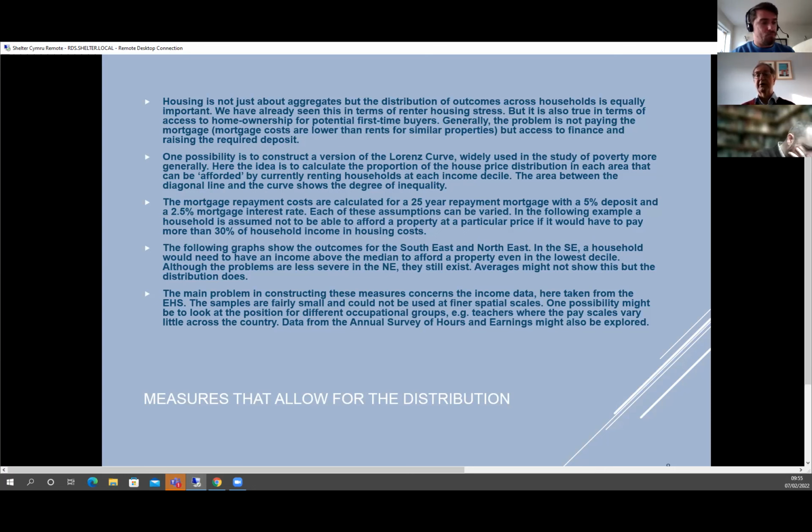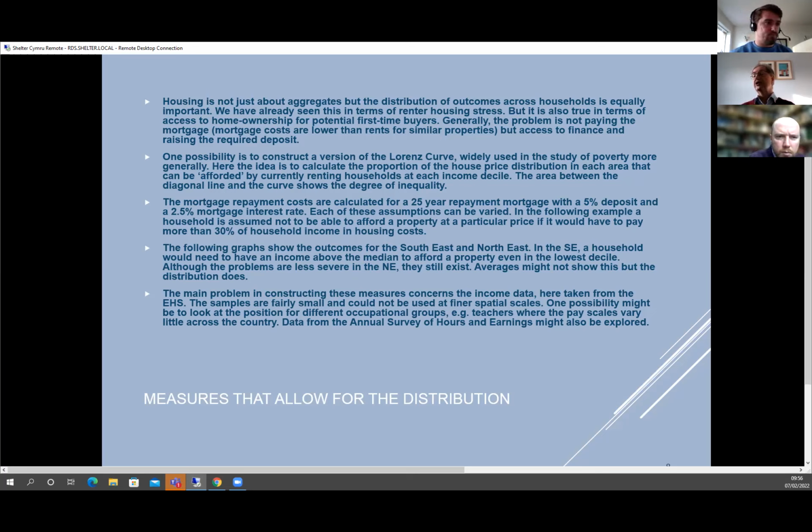For most existing home buyers, it's not a problem. Once you've got beyond the first few years of your mortgage, most owner-occupiers don't actually experience housing stress at the current time. But what we really want to know is what proportion of properties in any area can be afforded by potential first-time buyers with different income levels. Now, there are some technical issues involved with the construction of these measures, which I'm going to ignore today, but they're based on a wider measure of poverty known as the Lorenz curve.